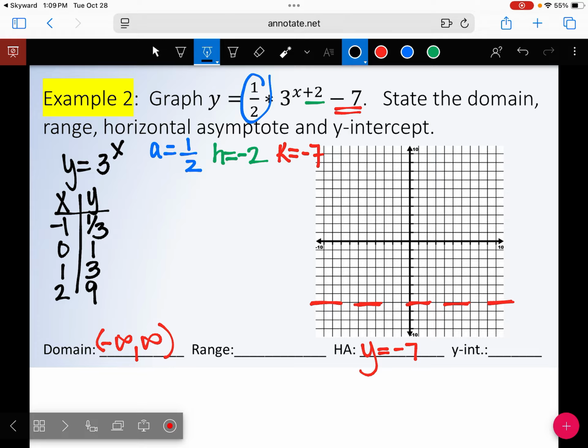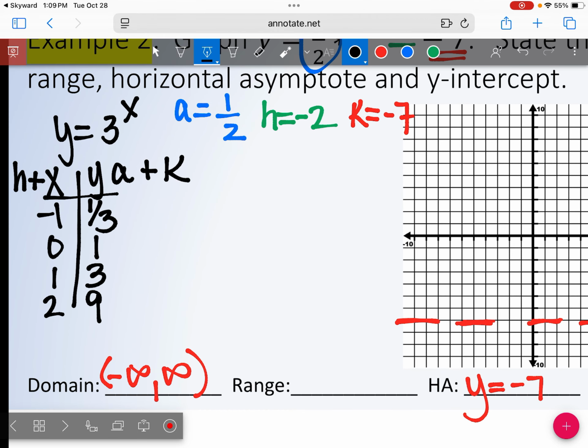And whenever you do transformations, it's always H plus X, Y times A plus K. So this time we got changes happening on both sides. So my H is -2, so you're going to add -2 all the way down. And then on the Y side, I'm multiplying that by 1/2, and then I'm adding the -7. And you're going to do that all the way down.